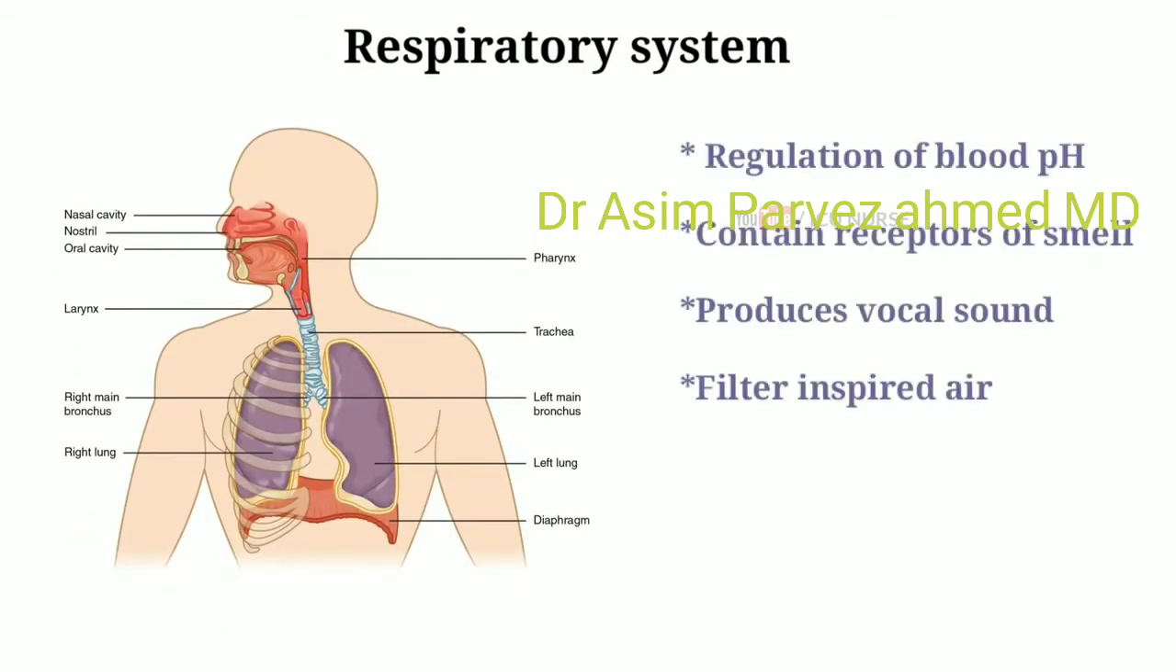The respiratory system helps in regulation of blood pH and also contains receptors of smell, produces vocal sound and filters inspired air. Protection against blood loss is the function of the cardiovascular system by the formation of blood clots.